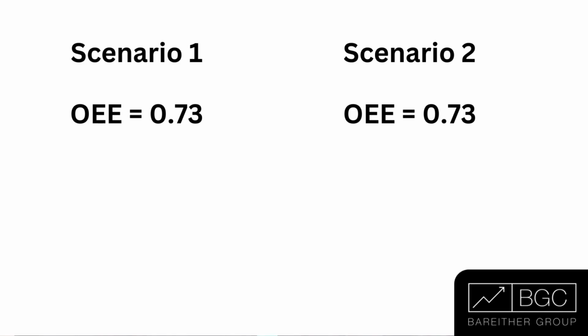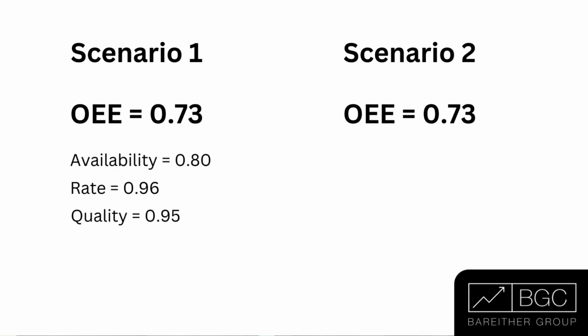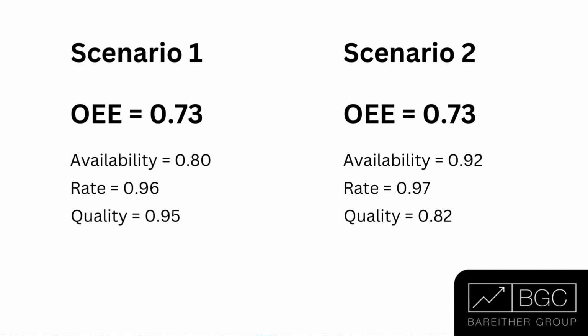But just knowing your OEE number isn't enough. It's important for us as leaders in operations to understand where exactly we have our losses within our OEE calculation. As an example, if we look at two different scenarios that have the same overall equipment effectiveness of 73%, we can see in scenario 1 that we have a major loss in availability at 80%, while the rate and quality are pretty decent at 95 and 96%. In scenario 2, we're doing pretty well in equipment availability at 92%, production rate is high at 97%, but quality is below target at 82%.